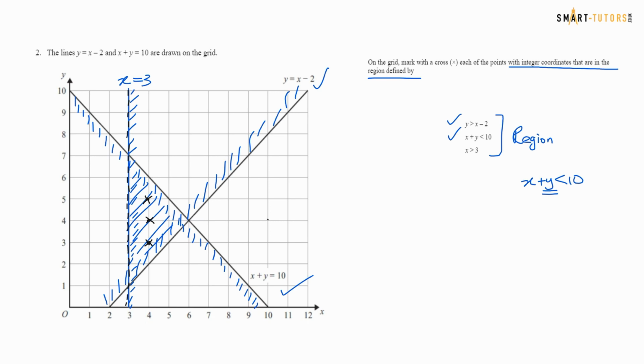So you have to choose points inside the region. I can pick another coordinate, and that is it. So the 4 crosses will comply with the region, and that is the answer. You need to clearly mark the 4 crosses.